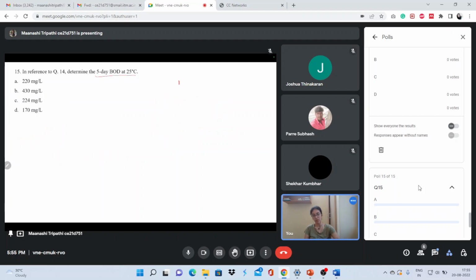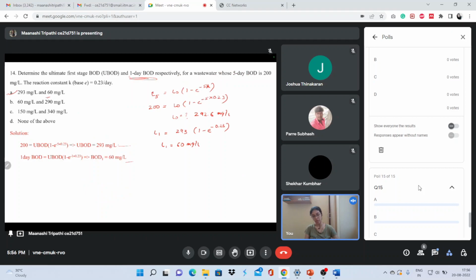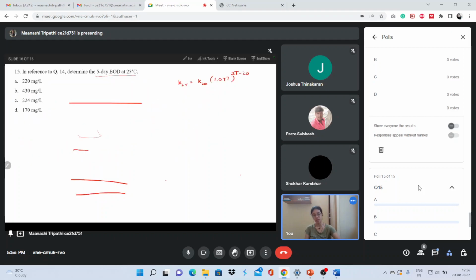So what was the equation? K25 is equal to K20 times 1.047 raised to T minus 20, meaning 25 minus 20. Okay, we will use this equation and solve. Yeah, we got 0.29. Ultimate BOD won't change, it will remain the same as we got in our previous part, 293.